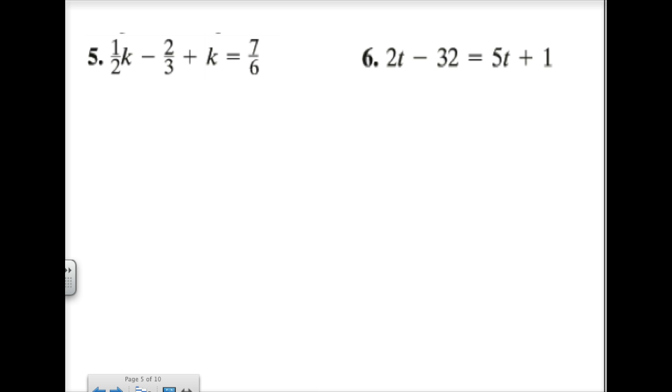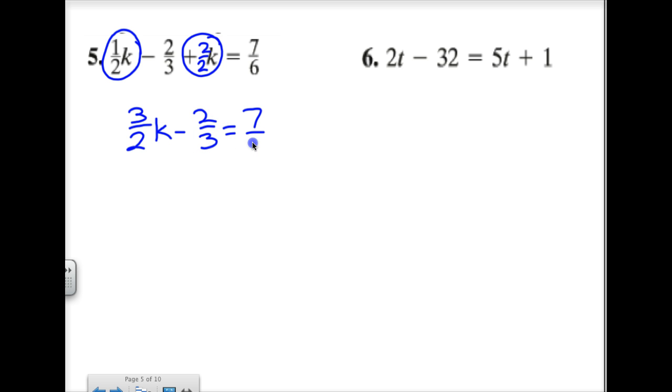When I look at number 5, I can see that I have fractions. And so I'm going to combine the terms that I can, 1/2 k and 1k. That is going to give me 1.5 k, or I can look at this as 2/2. That's equal to 1. And that would end up being 3/2 k minus 2/3 is equal to 7/6. It may be beneficial to change all of these to the same denominator, but we're going to just start by adding 2/3 to both sides.